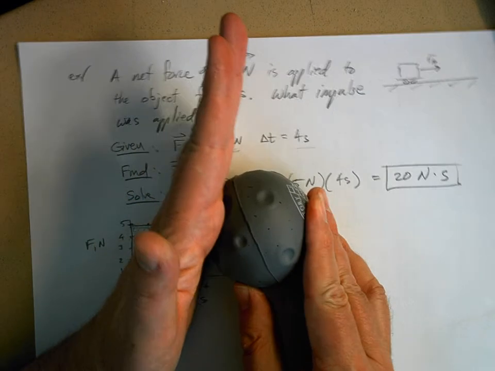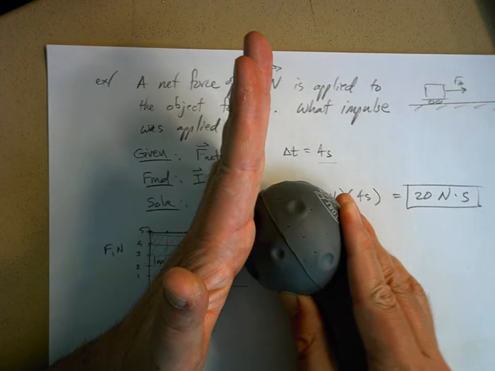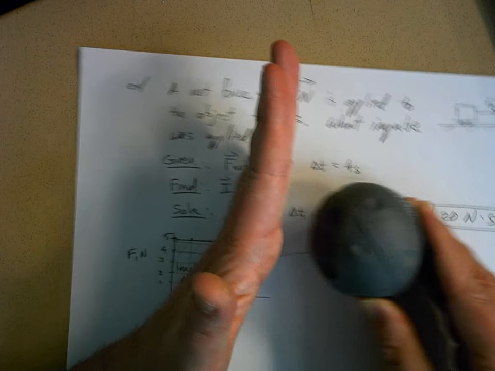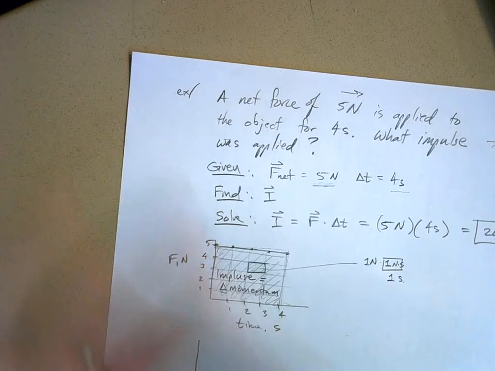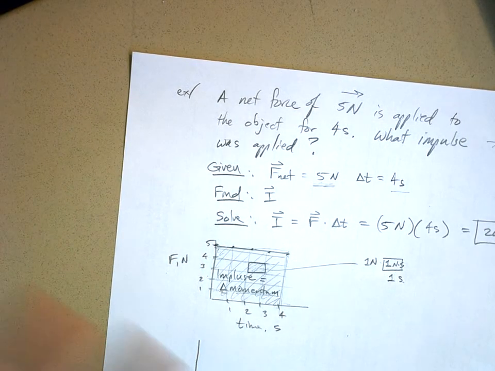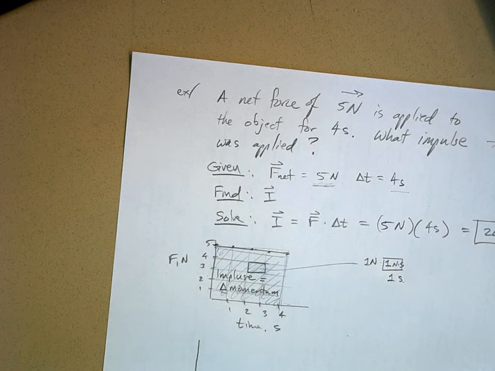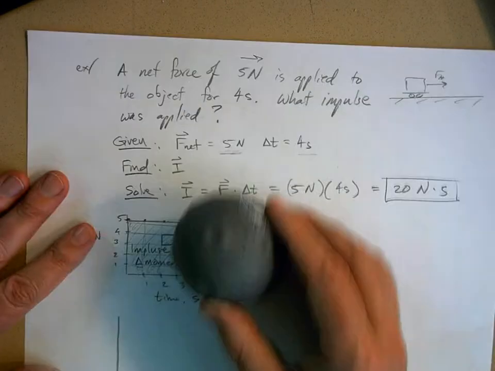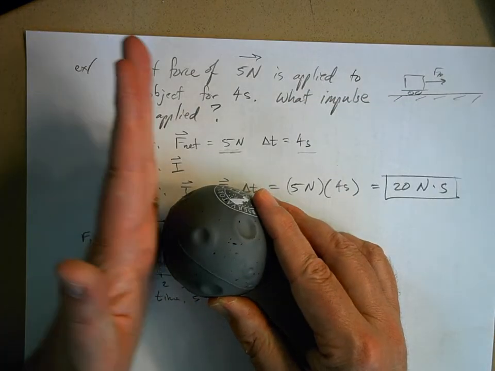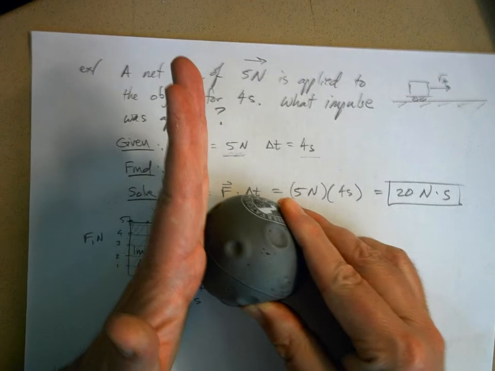And then the ball starts to rebound off my hand and starts to spring back, and then it moves away from my hand, and once it leaves contact with my hand, the force is 0 again. So the force is not constant with time. 0 force, then it ramps up to some maximum, and then it ramps down back to 0.